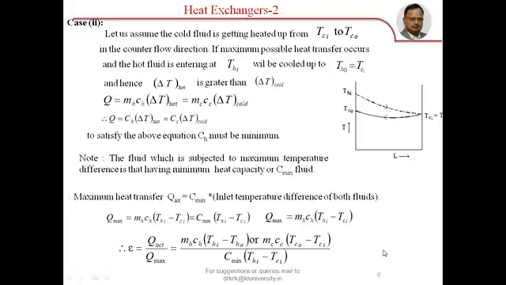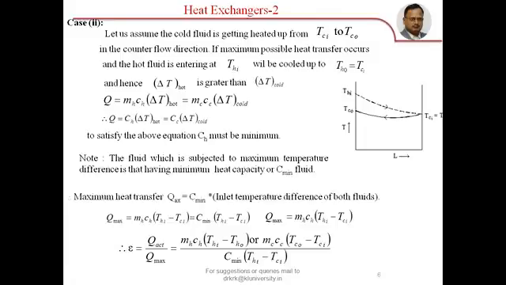So how to identify the minimum heat capacity fluid? There are 2 steps. First one, find out MHCH, because you know the mass flow rate of hot fluid and the mass flow rate of cold fluid, and you know the specific heat of hot fluid and the specific heat of cold fluid. So find out MHCH and find out MCCC. Whichever is the minimum value, that is called the minimum heat capacity fluid. That is the first step, the direct method.